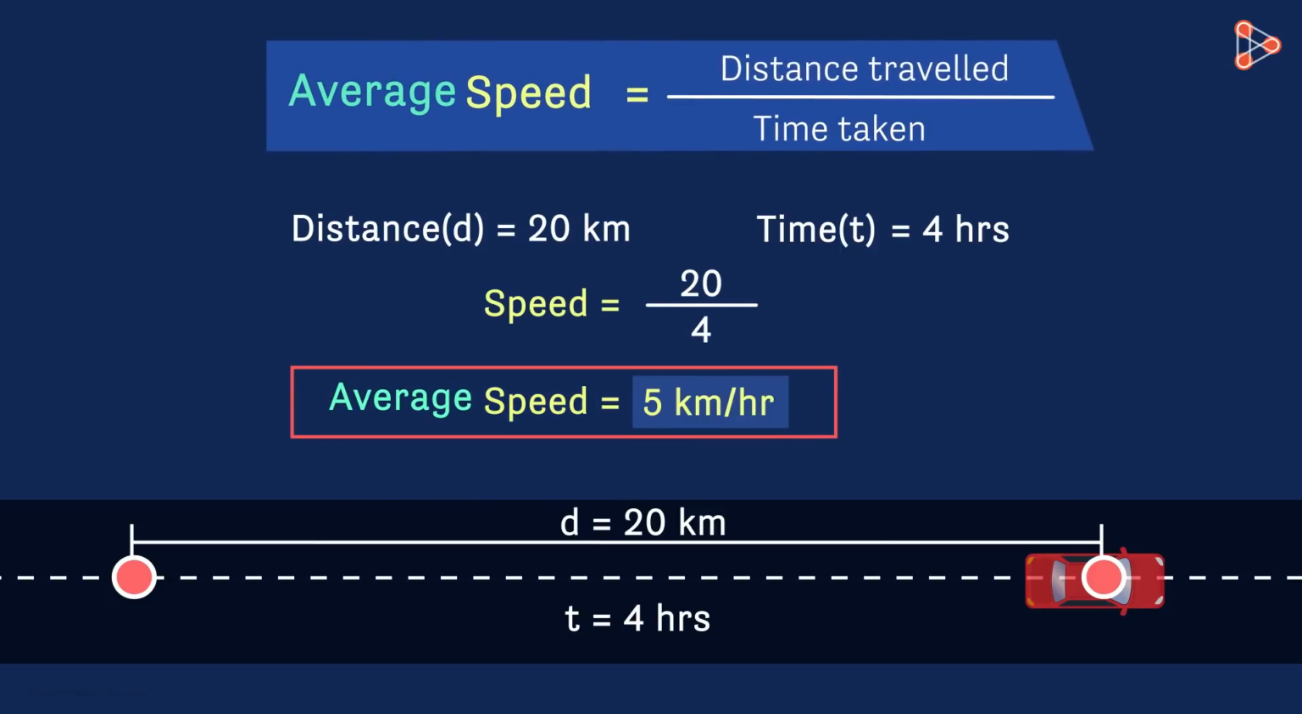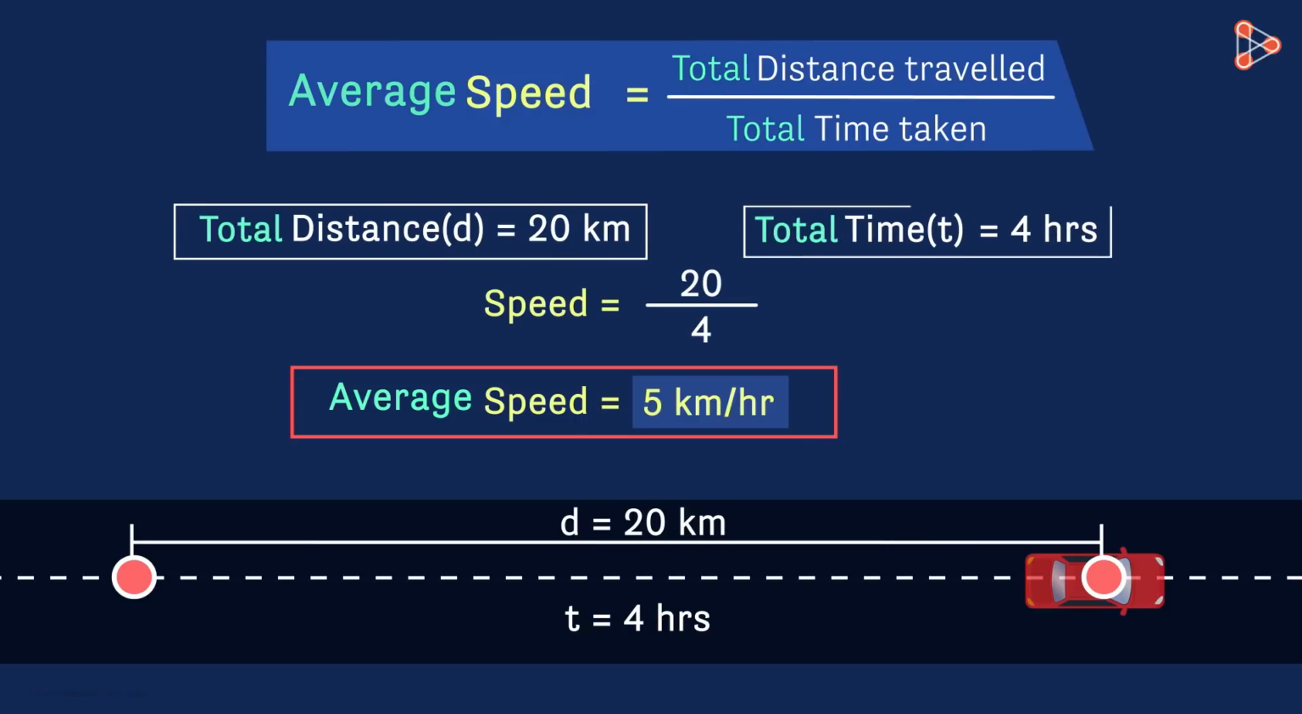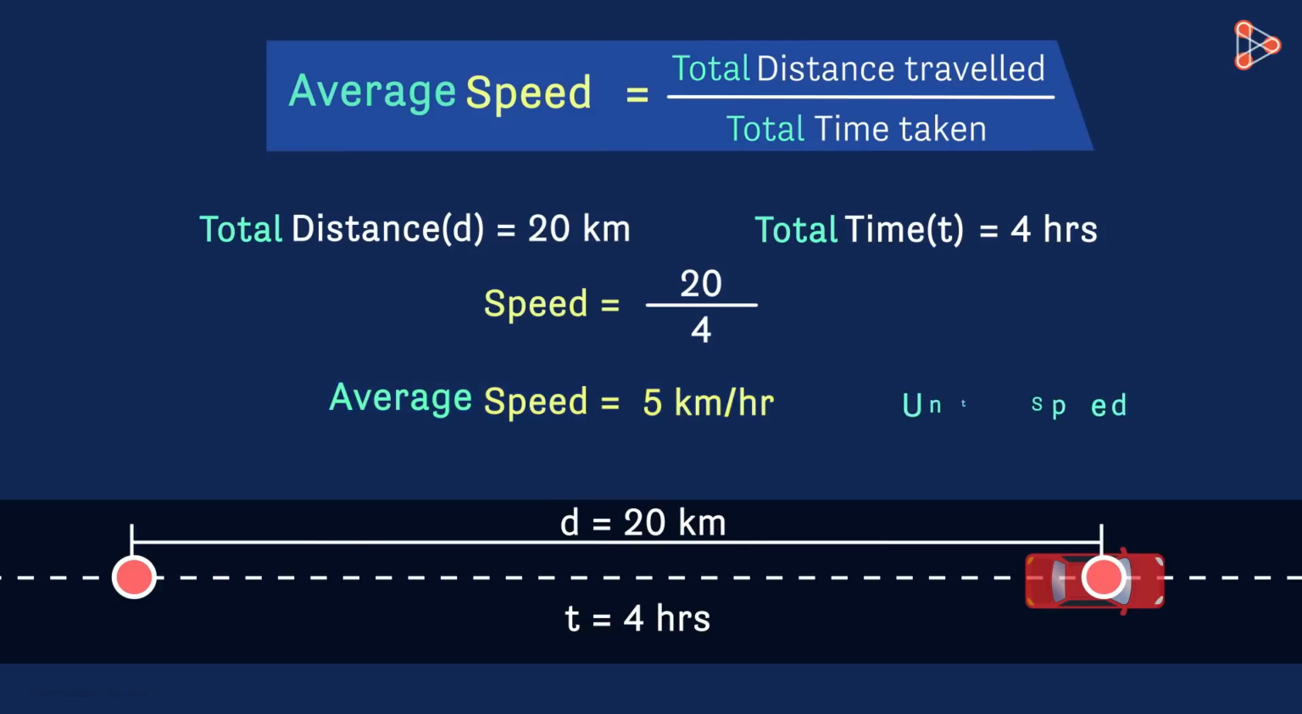Average speed is defined as the total distance covered by an object over the total time taken. So in our example, we are given a total distance that the car travels and the total time taken by it to cover that distance. And hence we calculated the average speed of the car for the entire journey. I'm sure that you're clear with the idea of average speed now. So what's next? Look at the unit of speed used in the example.